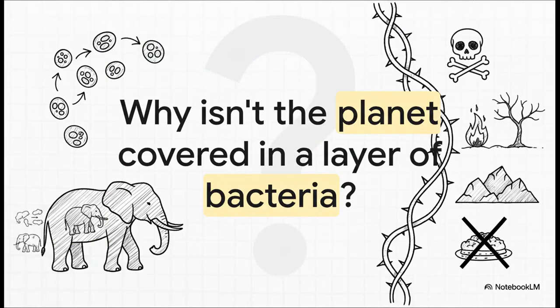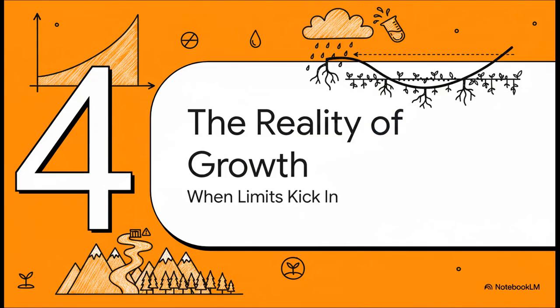So you see that, and you gotta ask a pretty obvious question, right? If organisms can reproduce this insanely fast, why isn't the whole world just covered in a thick layer of bacteria, or mice, or anything really? Something must be getting in the way. And that's the perfect question, because it brings us crashing back to the real world.